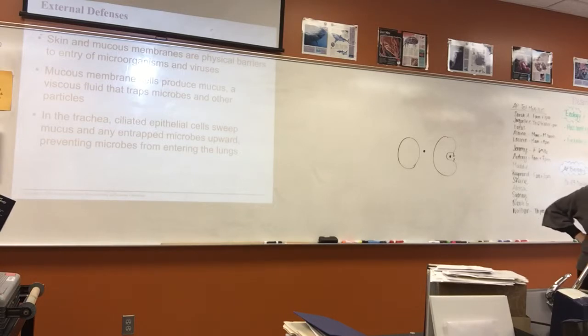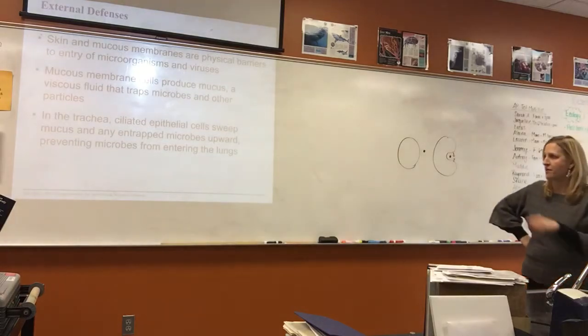Mucous membrane cells, as it sounds, produce mucus, a viscous, kind of thicker fluid that traps microbes and other particles. An example of where we might find this is in the trachea. The trachea is your windpipe. Ciliated epithelial cells sweep mucus and any entrapped microbes upward, preventing microbes from entering the lungs.